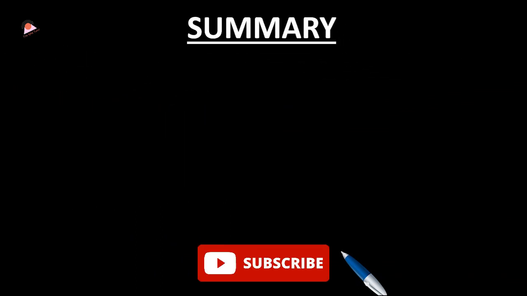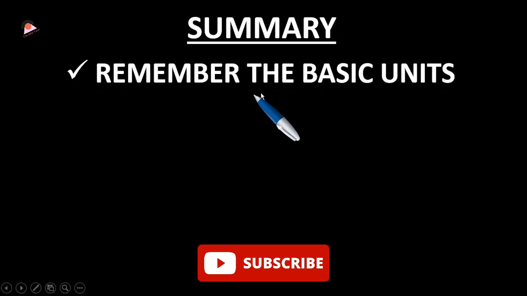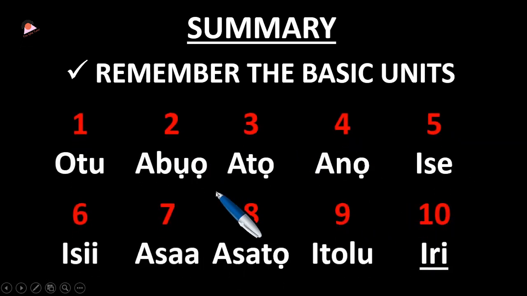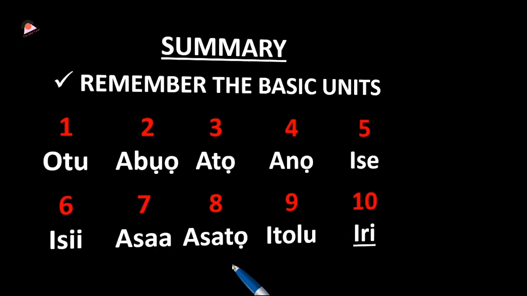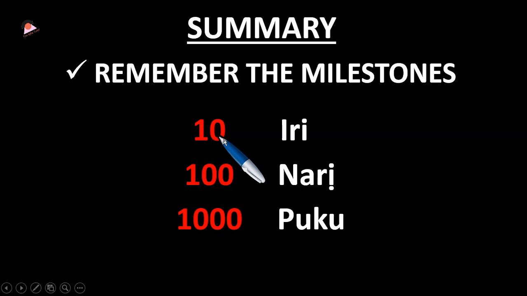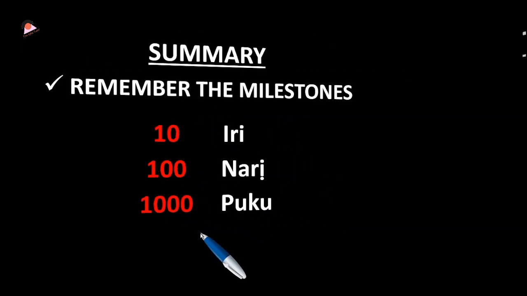So we move on to summarize this lesson. What is our summary? Remember the basic units. What are the basic units? 1 to 10. They may look simple, but they are the foundation. Never forget them. 1 to 10. Now, not only that, you also have to remember the milestones as we move on. What are the milestones after 1 to 10? Iri is 10. 100 is nari. 1,000 is puku. Don't forget them. For you to get to 1,000, you're going to repeat several of the units, several of the 10, and several of the 100. So you must remember their names. So that is the summary.